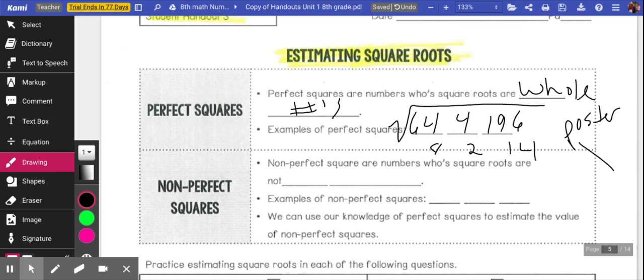So non-perfect squares are numbers whose square roots are not whole numbers. Examples would be 6, because there's nothing times itself that equals 6, 45, 180. It's just anything that doesn't have a number times itself that would equal that number. So those would all be those irrational numbers.